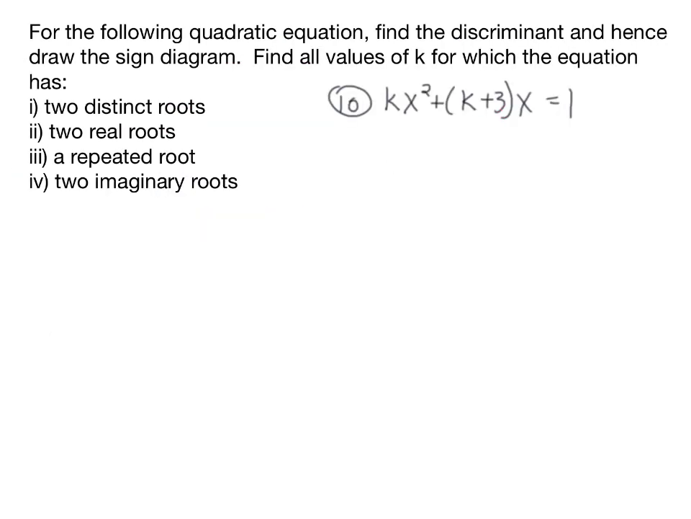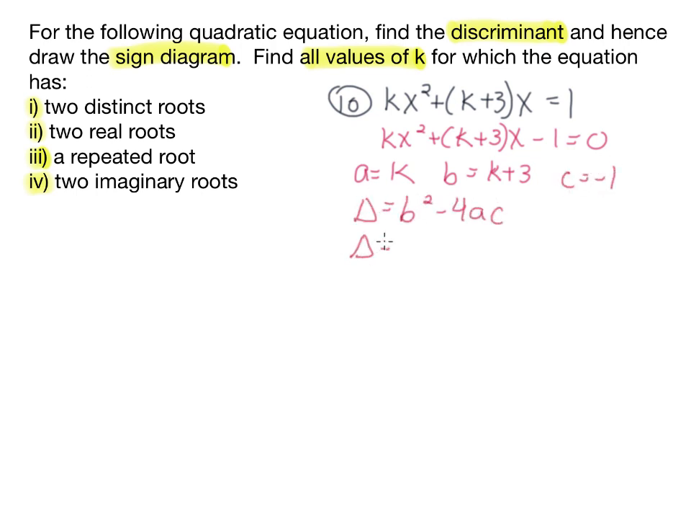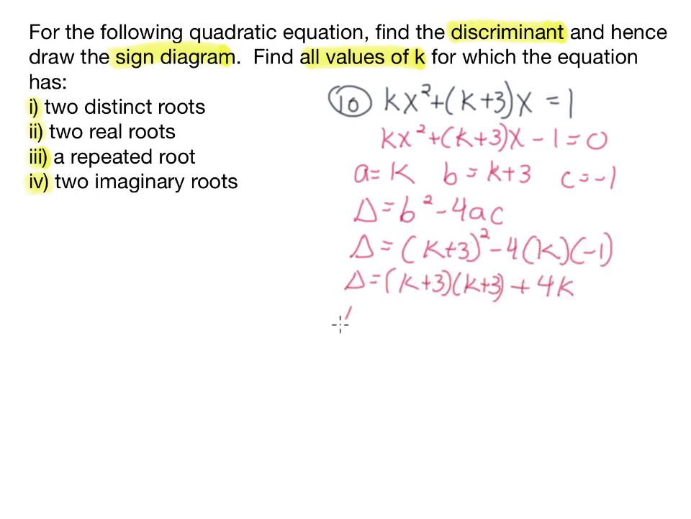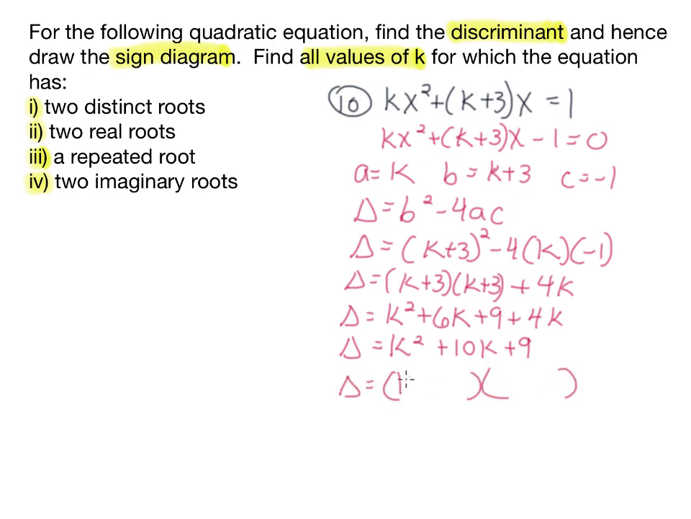Example 10, we're going to also use our discriminant and sign diagram to find values of k for which we have the four following things. So again, we're going to start the same way. We need to get our equation equal to 0, so I'm going to subtract 1 from each side. Now notice that k plus 3 is considered a number. That's my b term. So identify my a, b, and c, substitute in the values into my discriminant equation. Simplify this equation down, multiplying our factors together, combining like terms, and we end up with our discriminant is equal to this. So let's try factoring this discriminant if possible. Well, it does factor to k plus 9 times k plus 1.